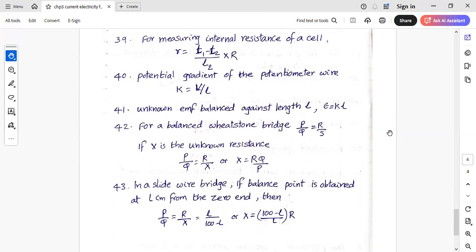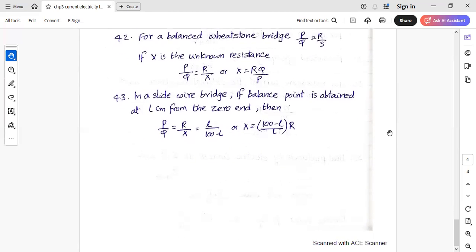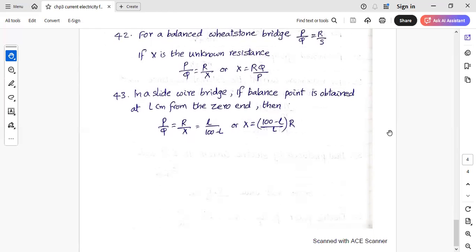For a balanced Wheatstone bridge, P by Q is equal to R by S. If X is the unknown resistance, P by Q is equal to R by X, or X is equal to R Q by P. In a slide wire bridge, if the balance point is obtained at l centimeters from the zero end, P by Q is equal to R by X is equal to l by 100 minus l, or X is equal to 100 minus l by l into R.